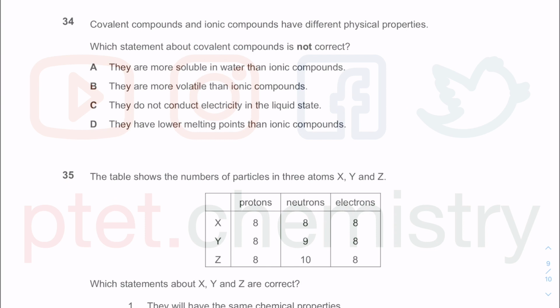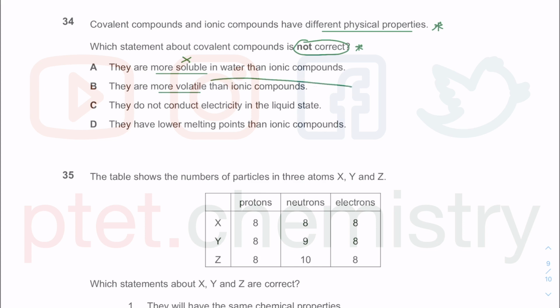Question 34, covalent compounds and ionic compounds have different properties. These are what had come up for your structured paper, your theory paper. Like I said, people didn't do very well because they were not covering the right stuff. There's no need to even read what you write if you don't talk about the right stuff at all. So this is not correct based on what the question is asking. They are not going to be more soluble in water. That is wrong. They are more volatile.